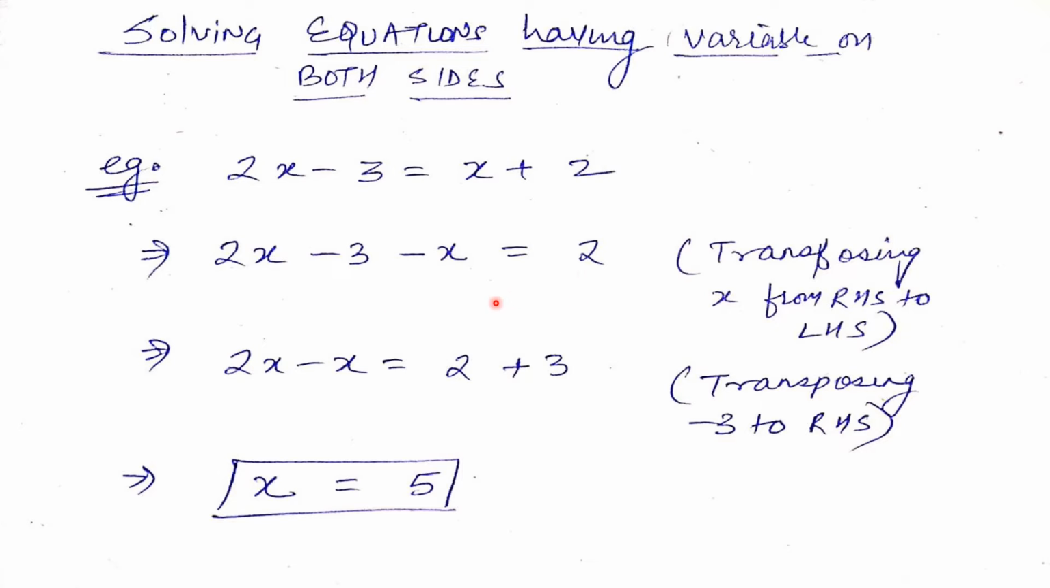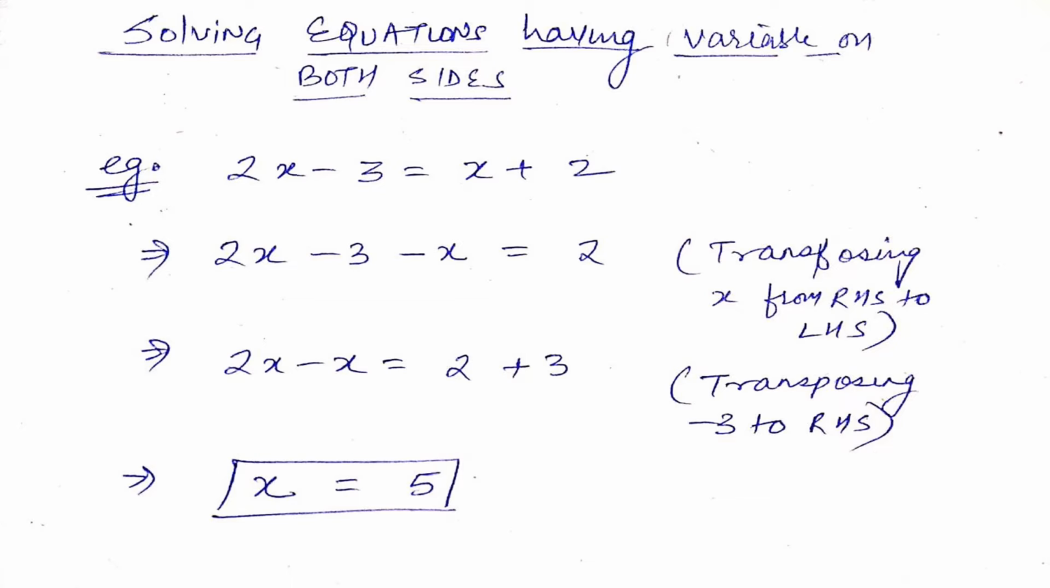Okay, now in the next step I will see this minus 3 place is not here because minus 3 and 2 are constant. They should be on other side. So I am transposing minus 3 to right hand side. So the next step, this minus 3, when it crossed the border, it became plus 3. With this, we have got variable on one side and constant on one side. Now you can solve it easily. 2x minus x is x and 2 plus 3 is 5. In this way, we have got value of x.